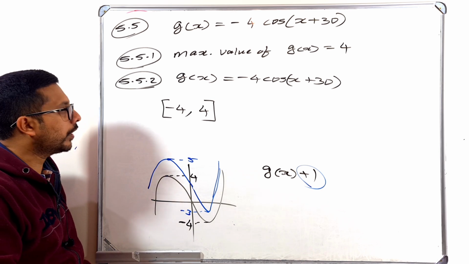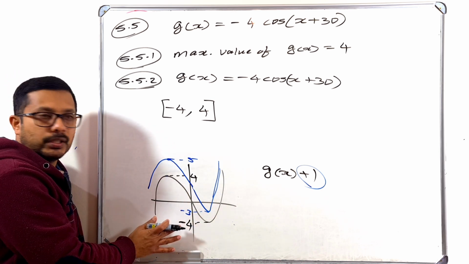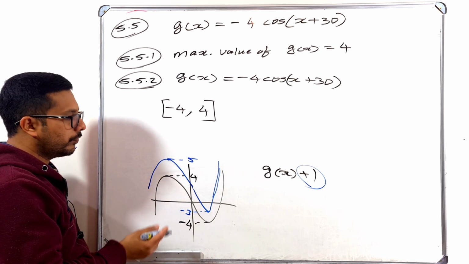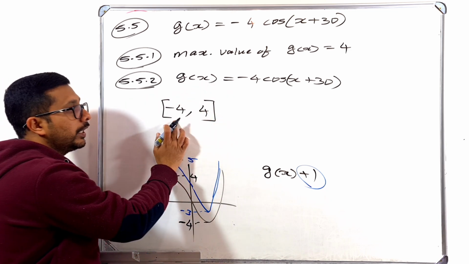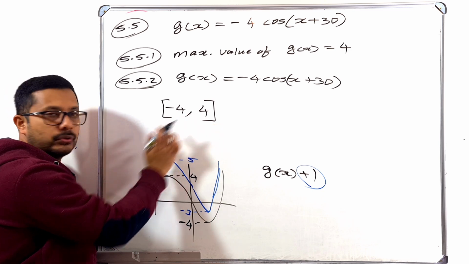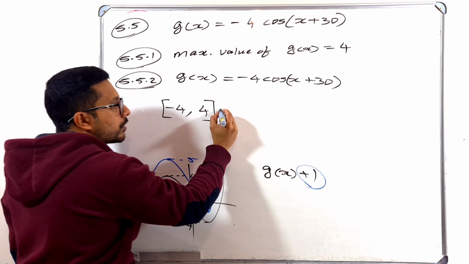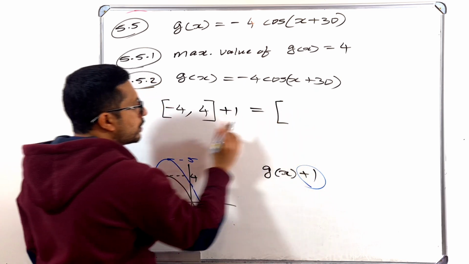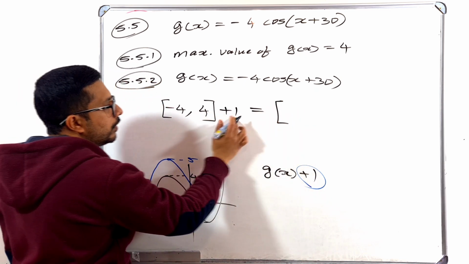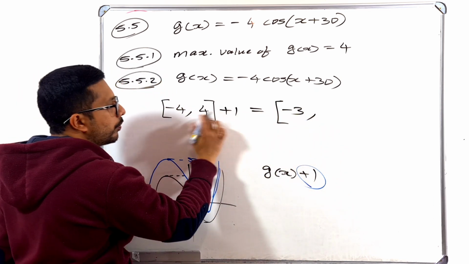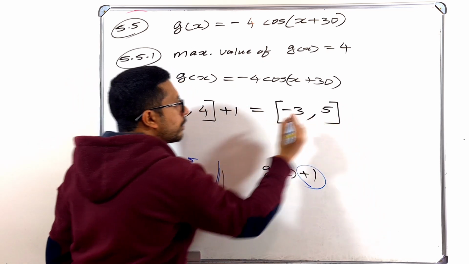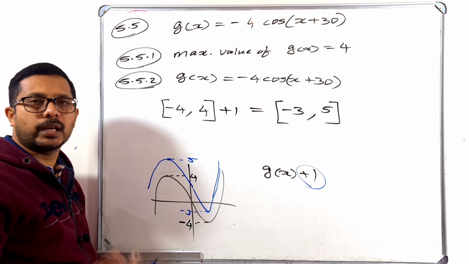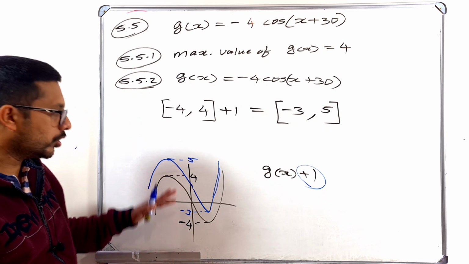So it's easy to find it like this. That is the meaning of this g of x plus 1. When you write your answer, first you write the range of g of x, -4 to 4. Then you plus 1. Then -4 plus 1 is -3, and 4 plus 1 is 5. That's the answer. So the actual meaning is this one.